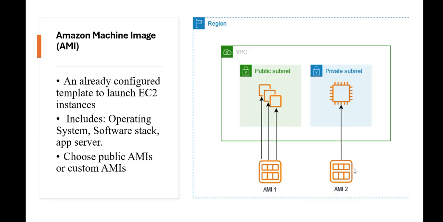And next thing, the Amazon Machine Image, is an already configured template to launch an EC2 instance. It includes the operating system, software stack, and app servers. Choose public AMIs or custom AMIs. It means that when you launch an instance, you need an AMI, or Amazon Machine Image. Think of an AMI as a blueprint. It includes the operating system, the application servers, and the software stack you need. AWS offers a variety of pre-built AMIs like Amazon Linux, Ubuntu, and even custom ones. You can also create your own AMIs to reuse configurations across teams or projects.